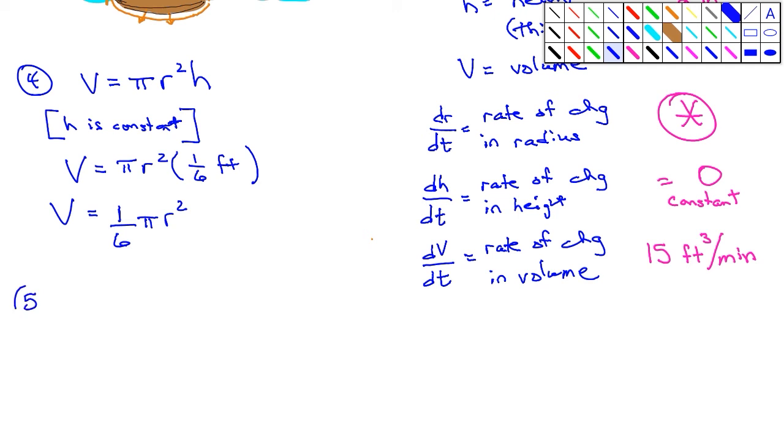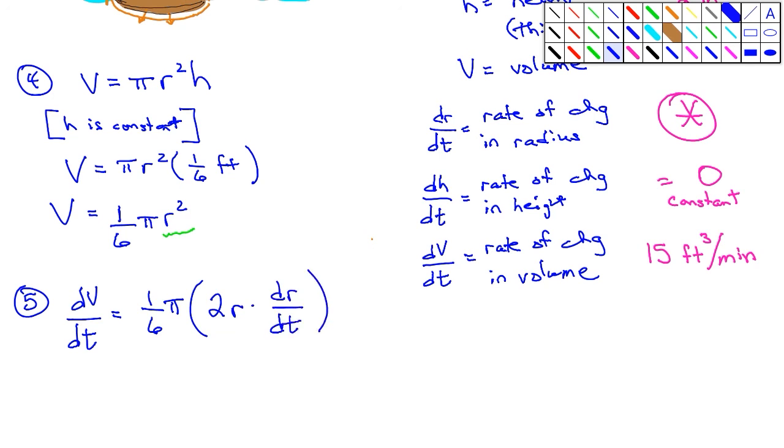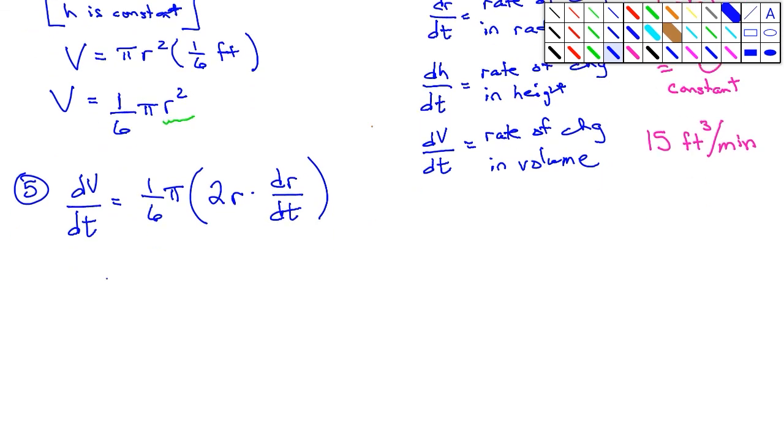Alrighty, step 5. Differentiate with respect to time. So the derivative of V is dV/dt. 1/6 times pi is a constant multiplier, so it stays. And now we just take the derivative of r squared. The derivative of r squared is 2r times dr/dt. That simplifies to pi r over 3 dr/dt.